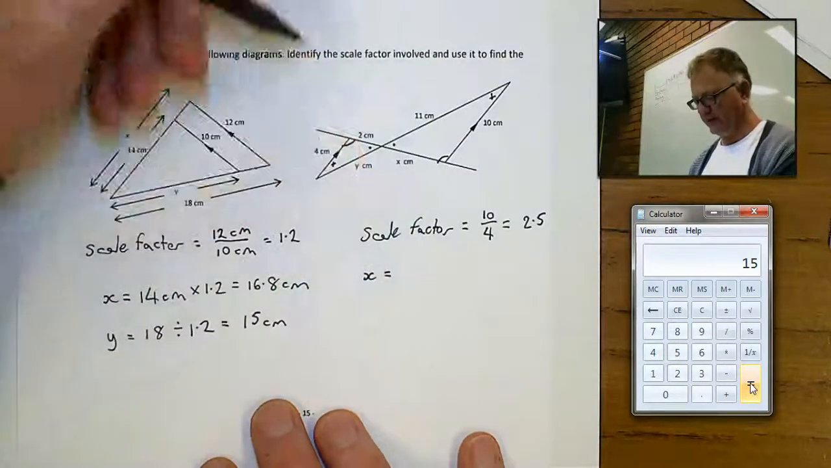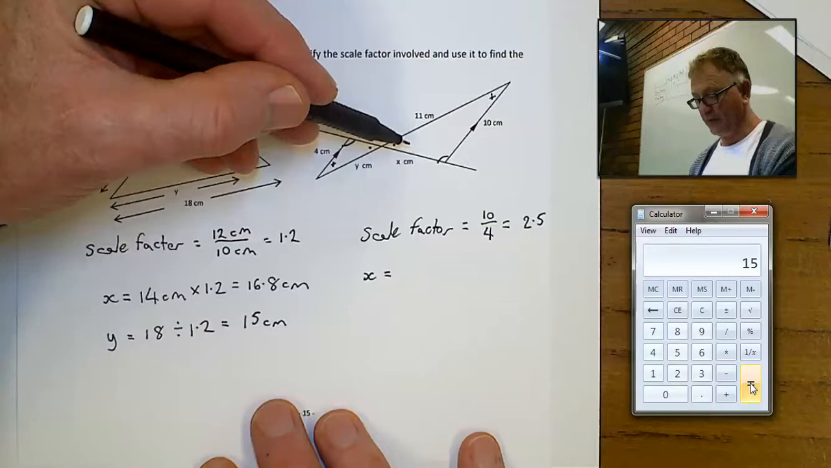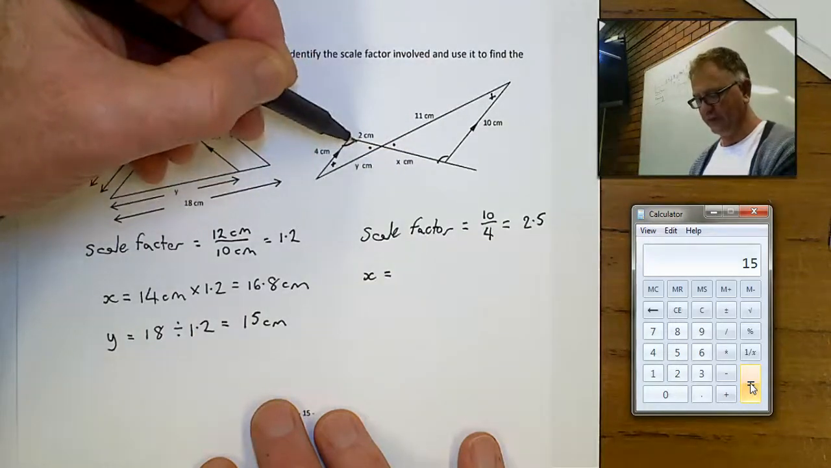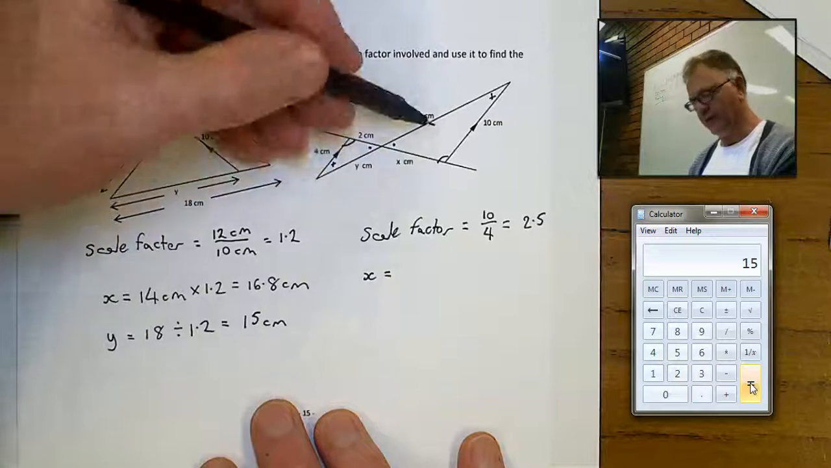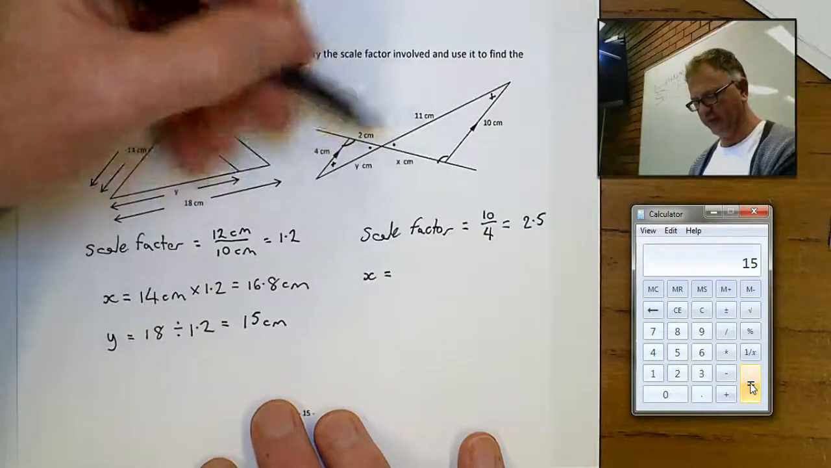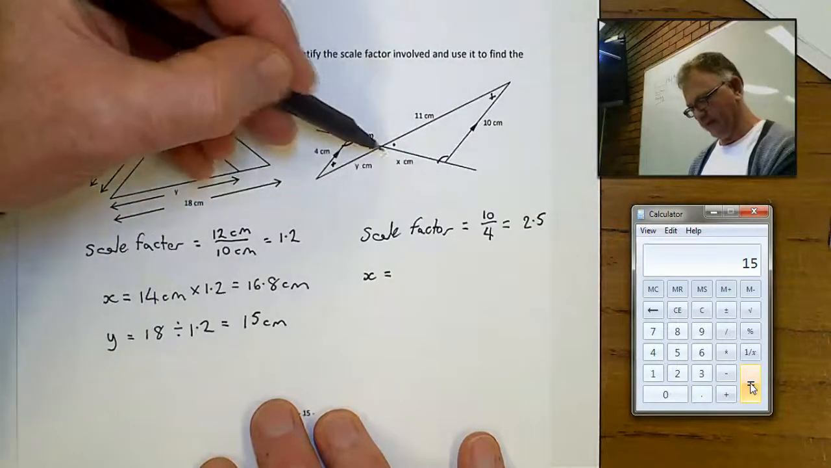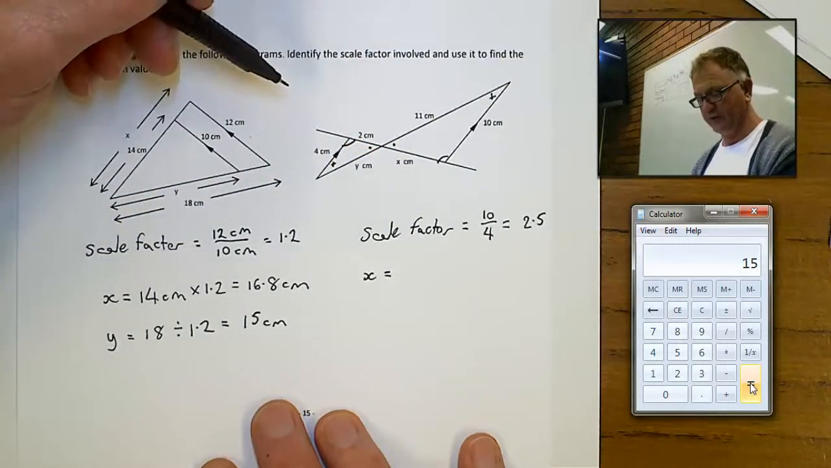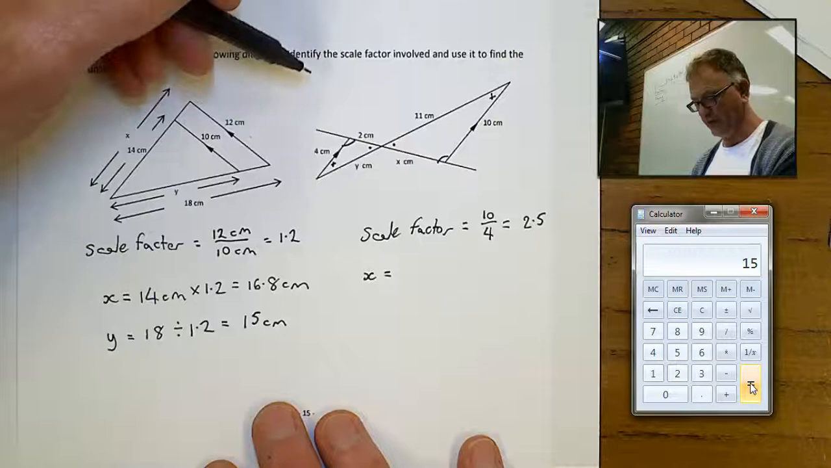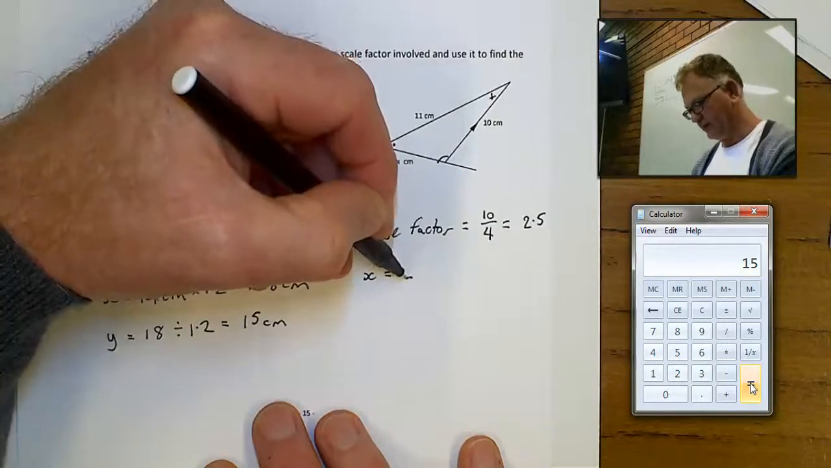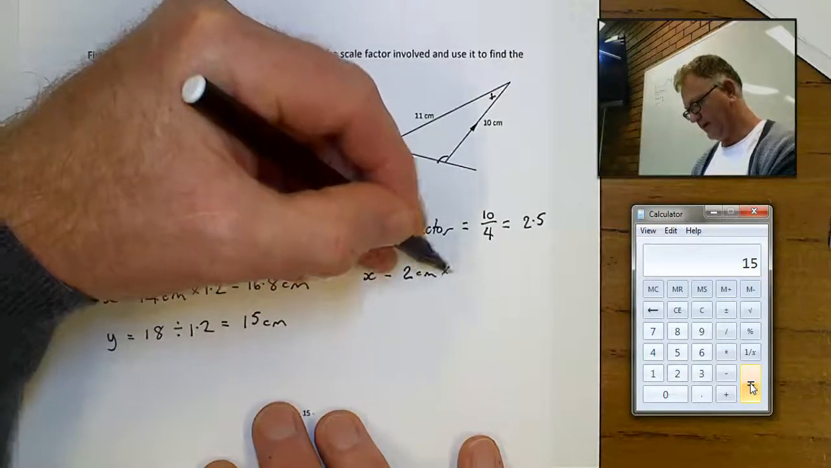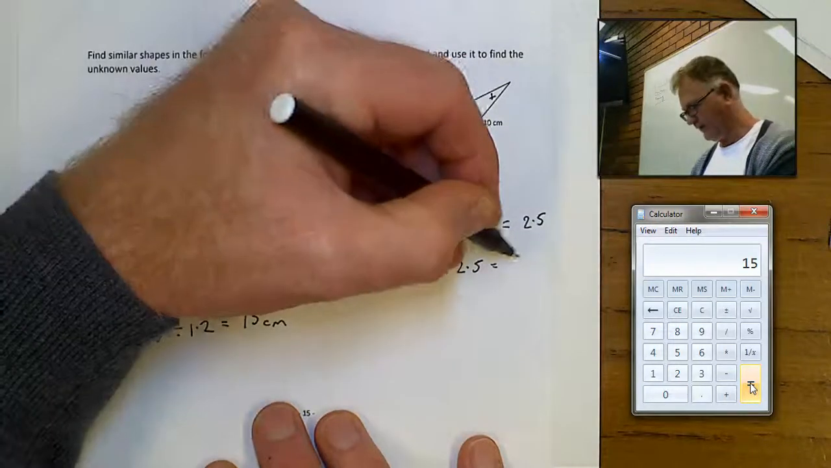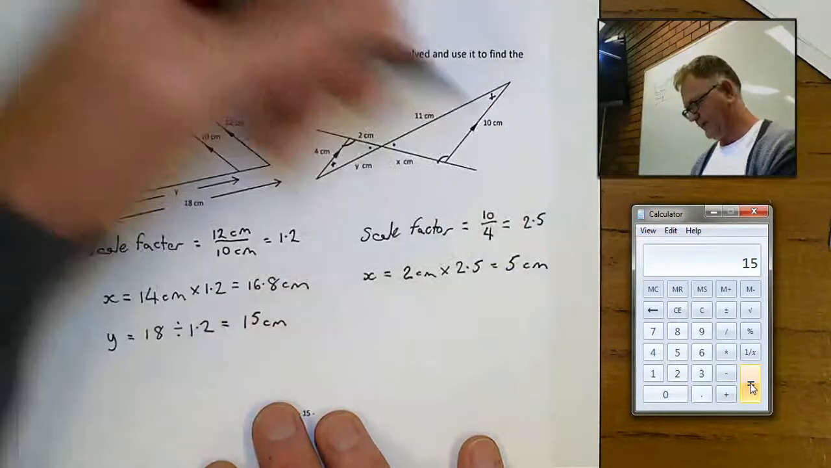X is on the larger triangle, so I'm going to want to multiply it by 2.5. That's the side that it corresponded to on the small side. Notice this triangle here is kind of a flipped over version of that if you look at where the angles are sited. So this corresponds to that. Everything on the bigger triangle is 2.5 times the size it was on the smaller triangle. So I'm going to get its size on the original, 2 centimetres, and times it by 2.5. 2 times 2.5 equals 5 centimetres on the larger triangle.